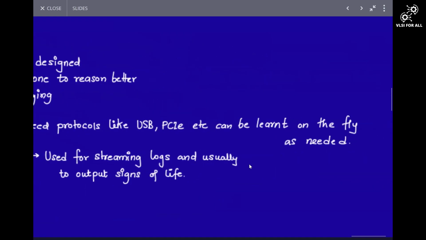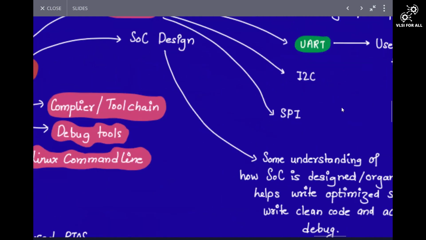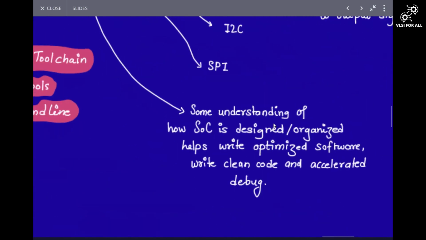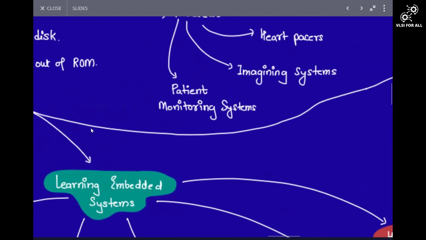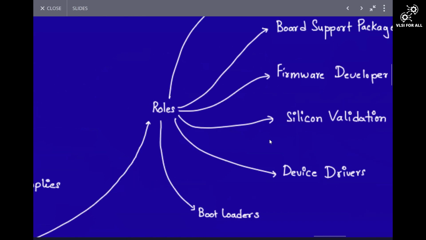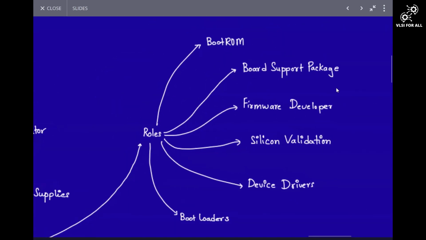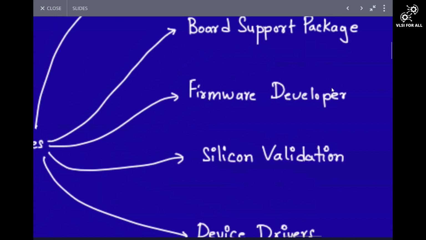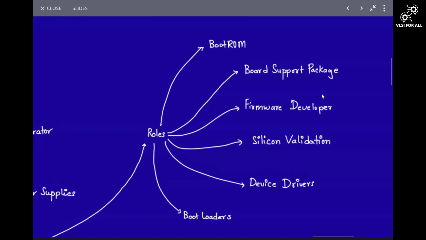Yeah, so that's the thing. And then comes what are all the roles present in embedded systems jobs, right? So firmware developer is the first role that we know about. They write firmware code that can run for a specific purpose on your processor. And there are other things.